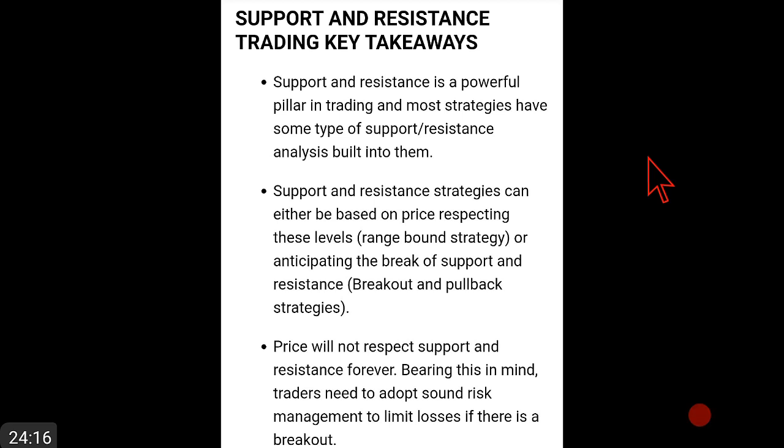There cannot be a forever respect for it, just like you saw in the previous chart I showed you, when the moving average was acting as support and resistance. You can see it was first a resistance, and then price broke it, and then later began to act as a support. So price will not respect support and resistance forever. Bear this in mind. Traders need to adopt sound risk management. Please adopt sound risk management that will help you ensure that you don't make losses.